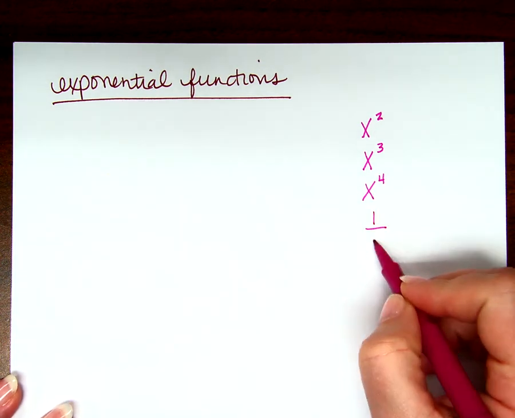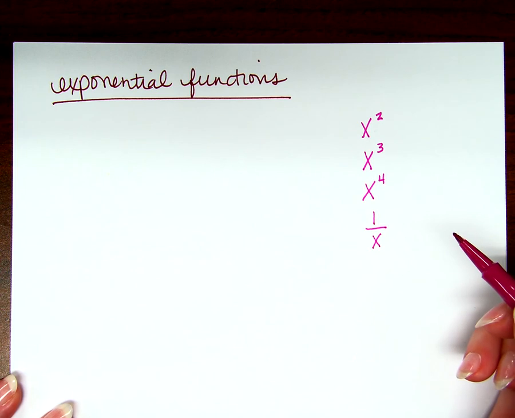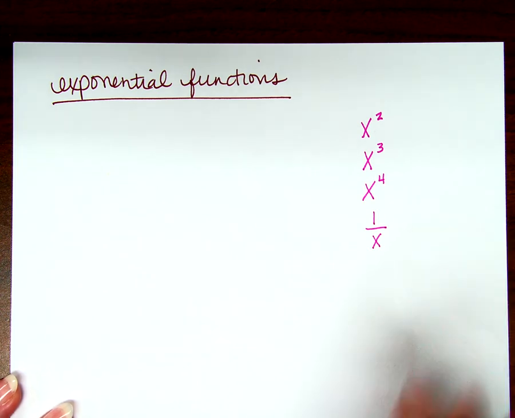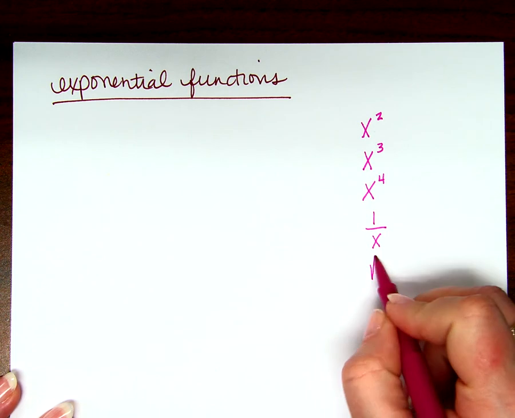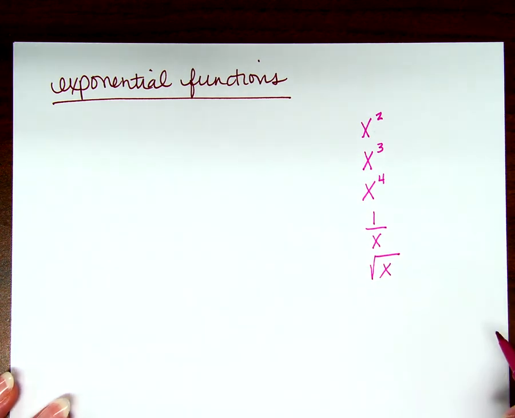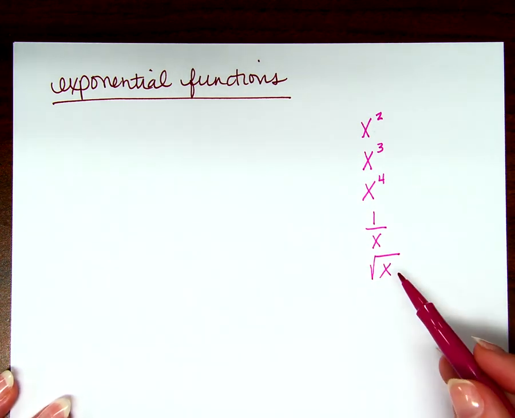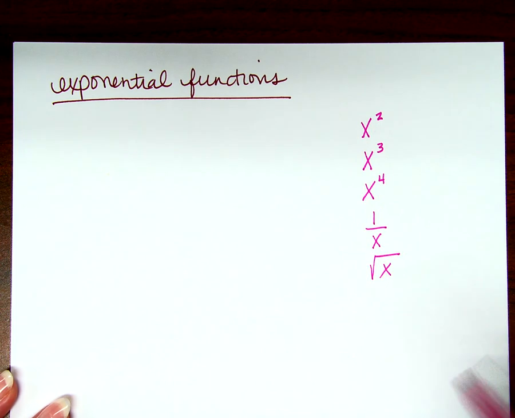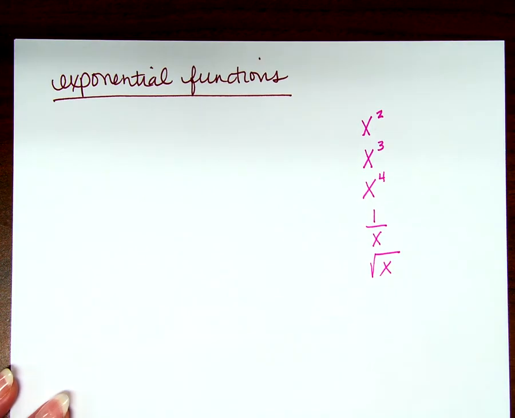Is it with an x in the denominator? No, that's rational. That's what we just did, right? That's what we just finished. Is it like this? No, that's a radical. We already did those, right? So what does it look like to be an exponential function?